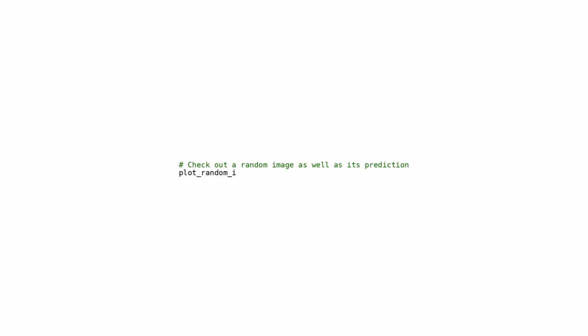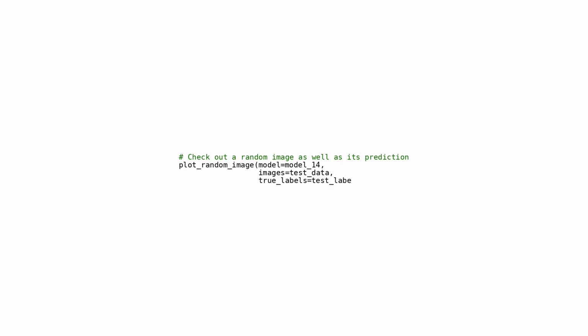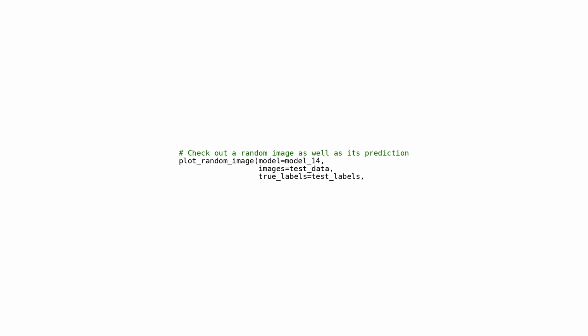The model argument, model_14, is likely a pre-trained model, which is used to make predictions. The images argument stands for the data set test_data, from which a random image will be selected. The true_labels argument includes the correct labels, test_labels, for the images, which are used to verify the model's prediction against the ground truth. Finally, the classes argument represents a list or array of class names, class_names, corresponding to the possible categories the images can be classified into.